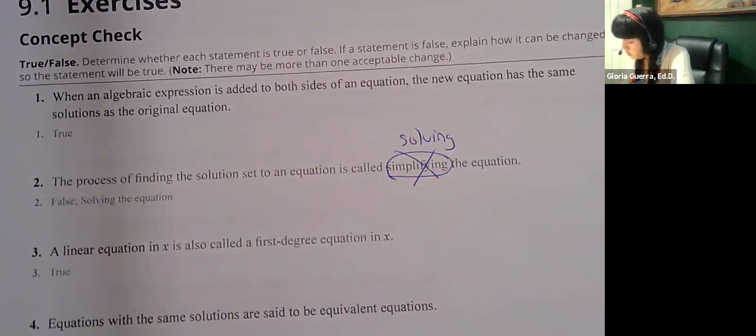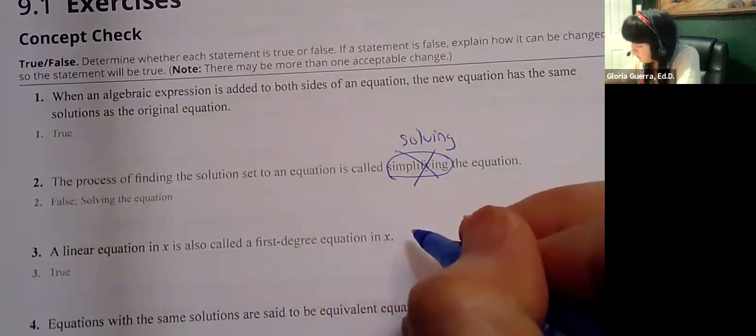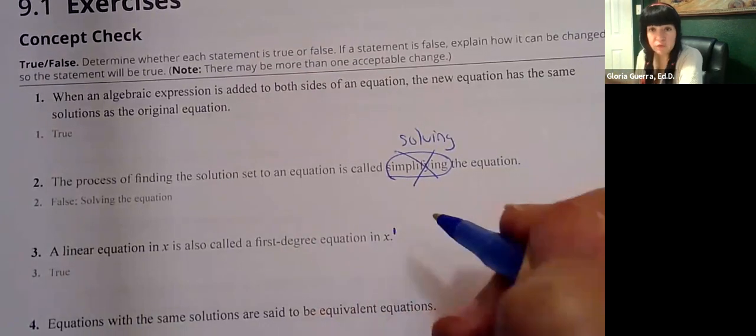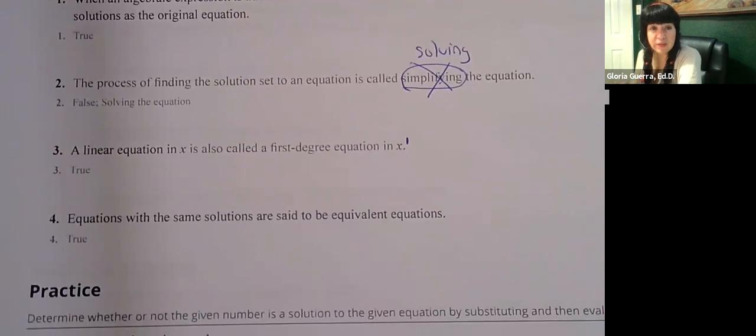A linear equation in x is also called a first degree equation in x. So yeah, that's true. Linear means first degree. Remember I said that you have that little one on there next to the first power. And equations with the same solutions are said to be equivalent equations. Okay, yeah, you could say that. Would they have the same solutions? Okay, equivalent equations. That's true.